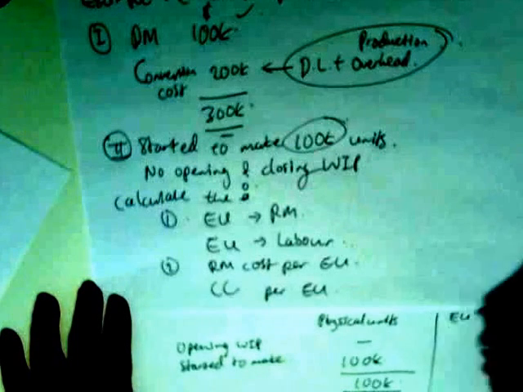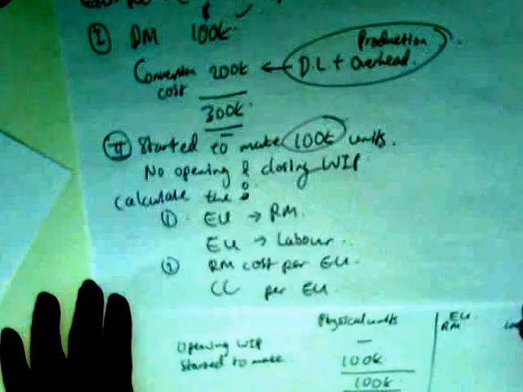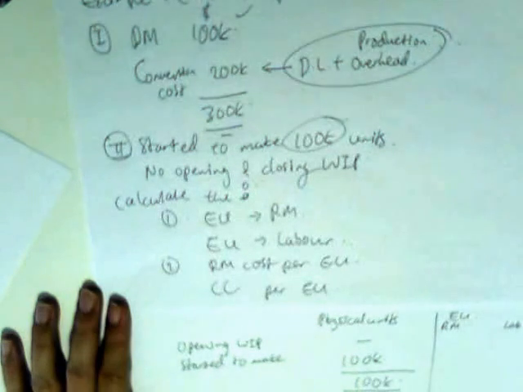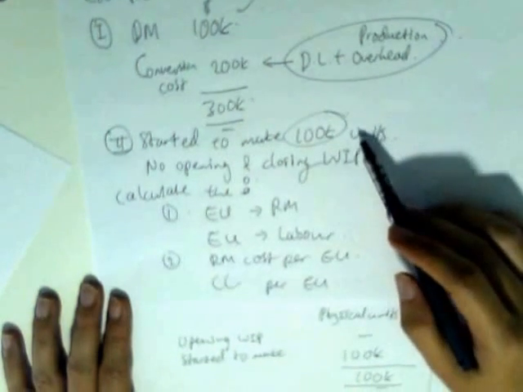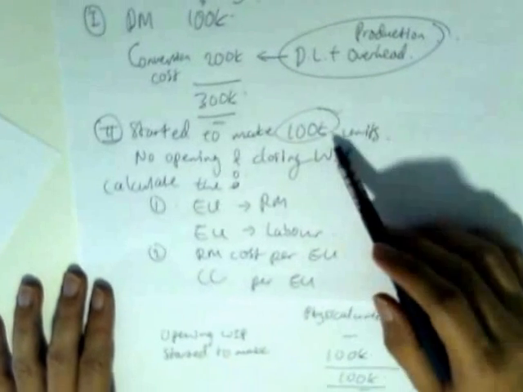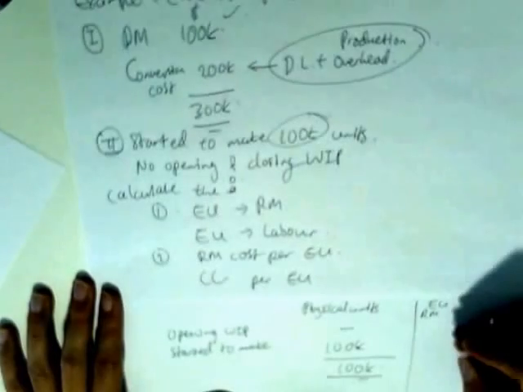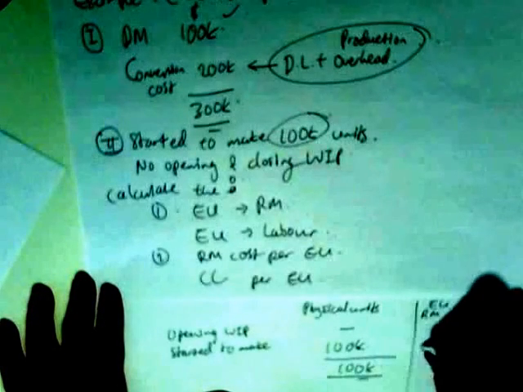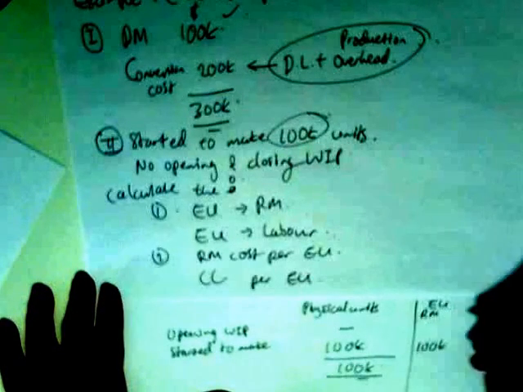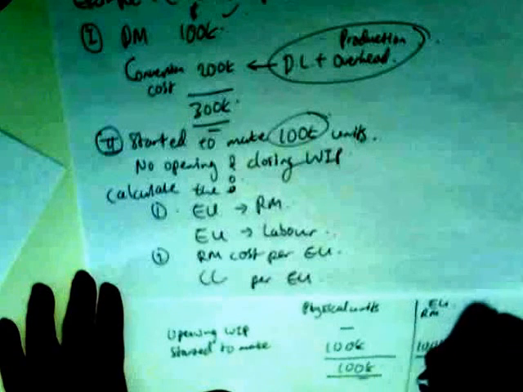Okay, next thing. Equivalent unit in terms of raw material and labor. Right, because all 100,000 that started to make, all 100,000 was also completed in the same period. So therefore, equivalent units is still 100,000 for raw material, is still 100,000 for labor.